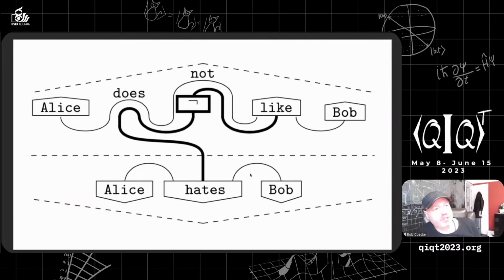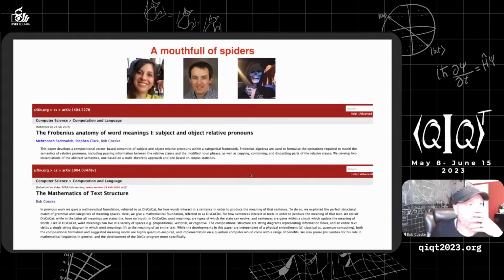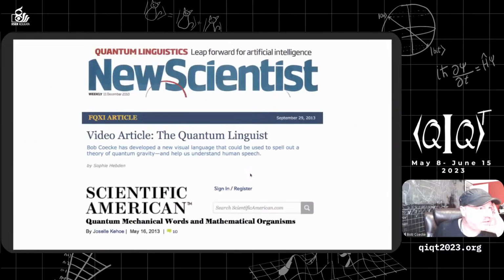And then you can, for example, start to compute inner products. This is like a sideways written inner product, which computes whether "Alice hates Bob" is closely related to "Alice does not like Bob", because we use the inner product to actually compare similarity of meanings. We use spiders too in this theory. I'm not going to go into that.